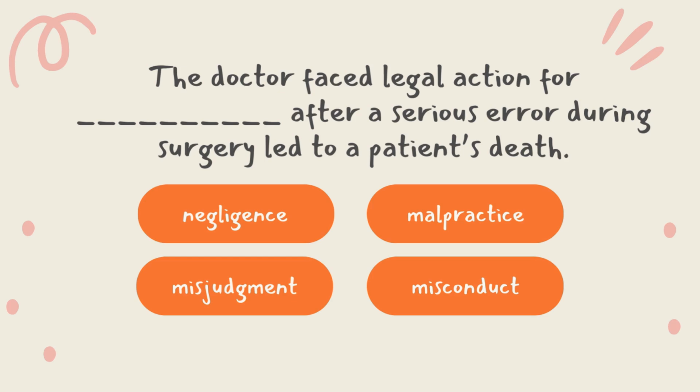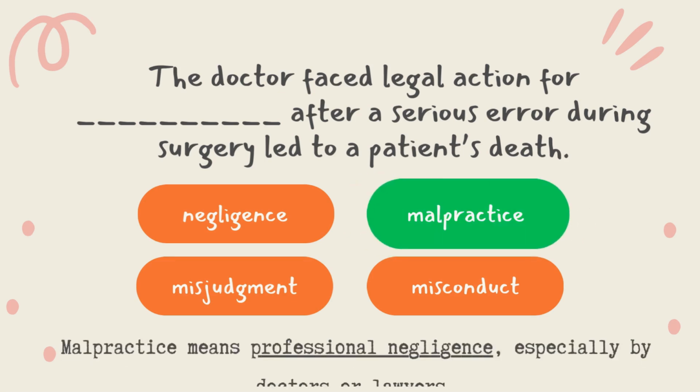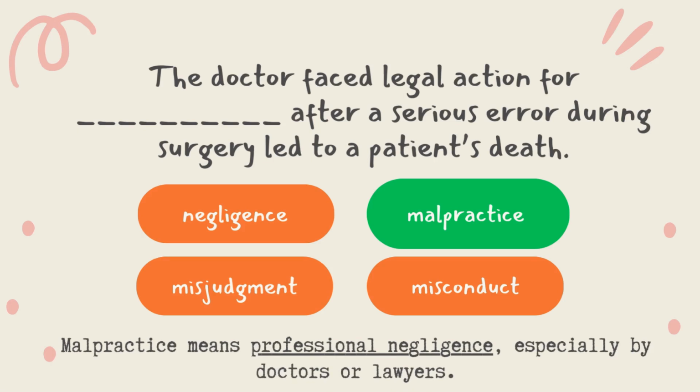The correct answer is B. malpractice. Malpractice refers specifically to professional negligence, especially by medical or legal professionals. In this sentence, the error happened during surgery and resulted in a patient's death, which clearly points to malpractice.